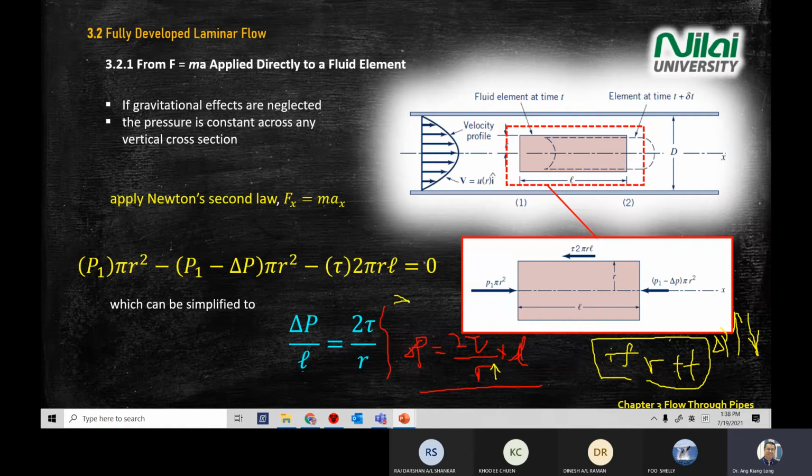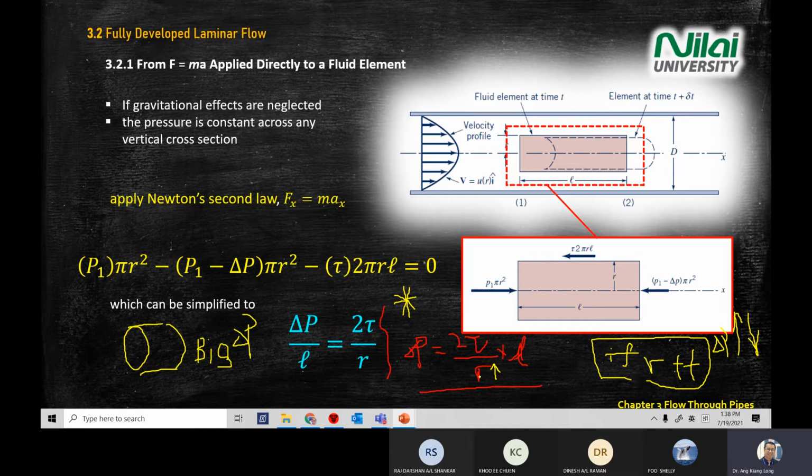This is one of the fundamental equations that we're going to test you in lots of questions. We're going to ask you what happened to delta P when you increase R. The question will look like this: what happened if the engineer changed to a bigger pipe? What happened to delta P? If all the parameters remain the same, I only change to a bigger pipe, what happened to the pressure drop inside the pipe flow?